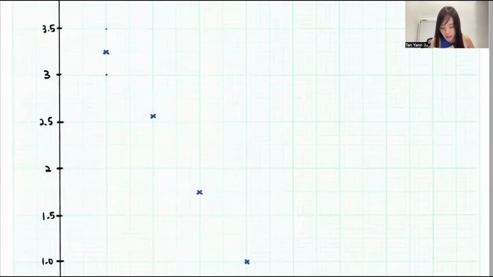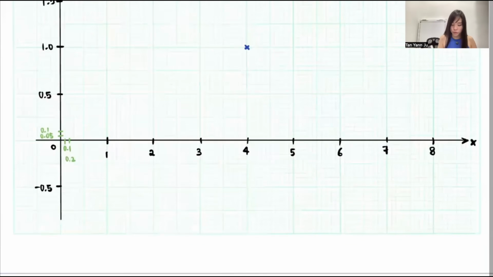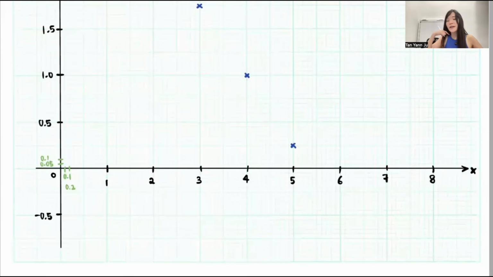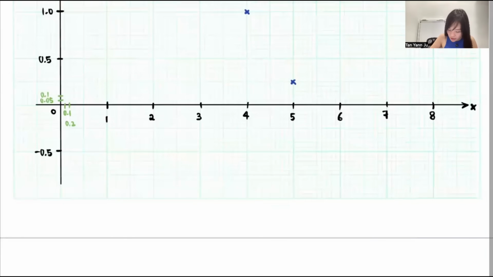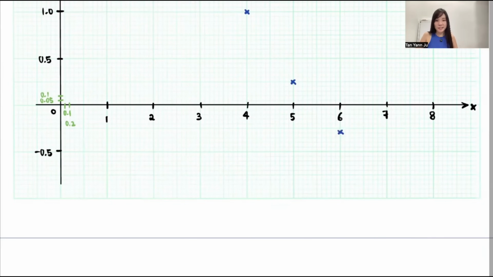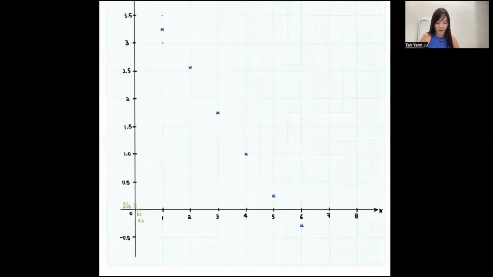4, 1, okay? Next one, 5, 0.25. 0.25 is right in the middle of 0 to 0.5. And the last one, negative 0.29. So negative 0.1, negative 0.2, negative 0.3. Negative 0.29 is very near to negative 0.3, which I think is here. Okay, now, my dear, this is all the points I have so far.